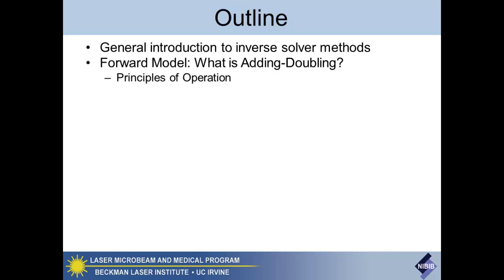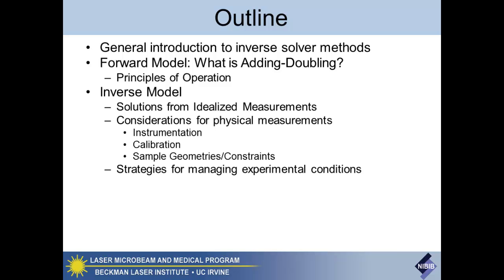So the general outline for this talk: from the first day of lectures, there was an introduction to forward and inverse models. I'm going to just reiterate that right now, and then go into a little bit more detail about the forward model of adding doubling. Again, for this talk, I'm going to try to avoid as many equations as possible, so this will be more of a general description and not any detailed derivation. Then we go into the inverse model.